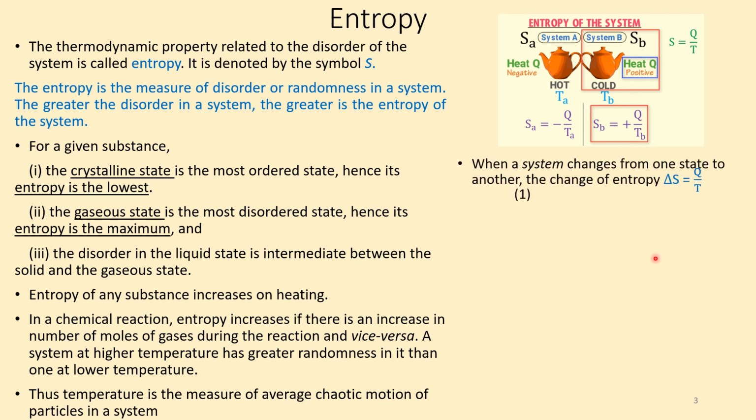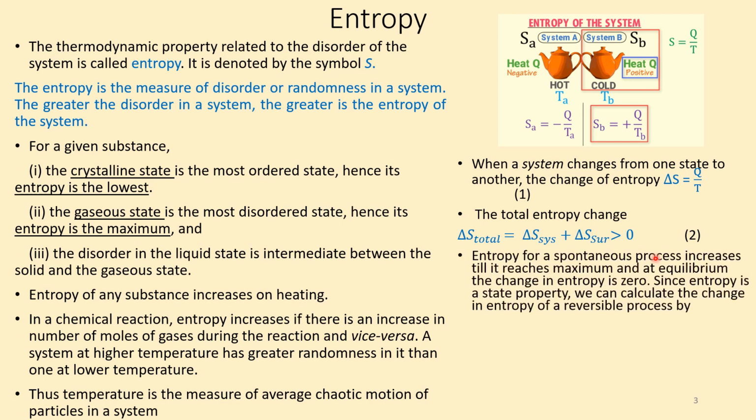When a system changes from one state to another, the change of entropy is delta S equals Q by T. Let it be equation 1. The total entropy change is equal to the entropy change of the system plus the entropy change of the surroundings, which is always greater than 0. Let it be equation 2. The entropy of a spontaneous process increases till it reaches a maximum at equilibrium. The change in entropy is then 0.